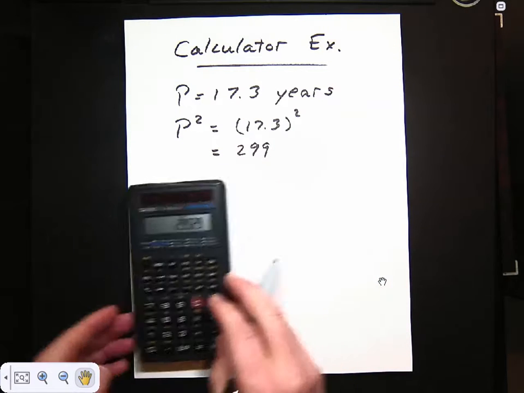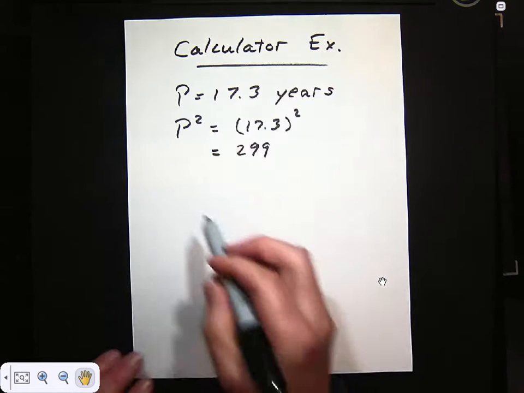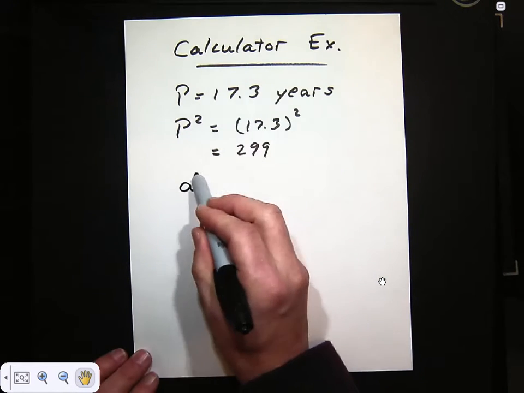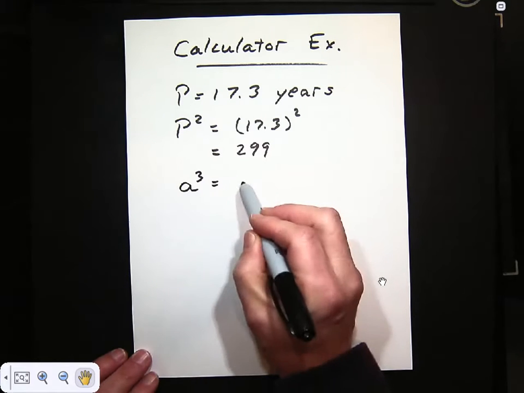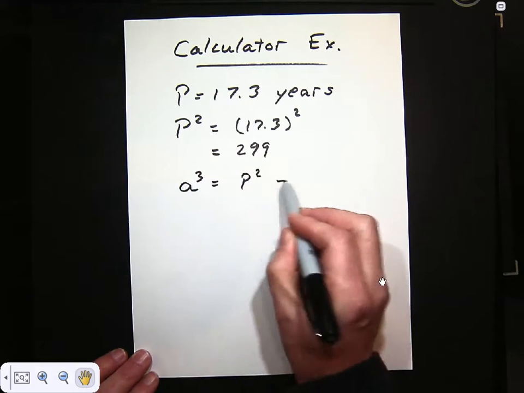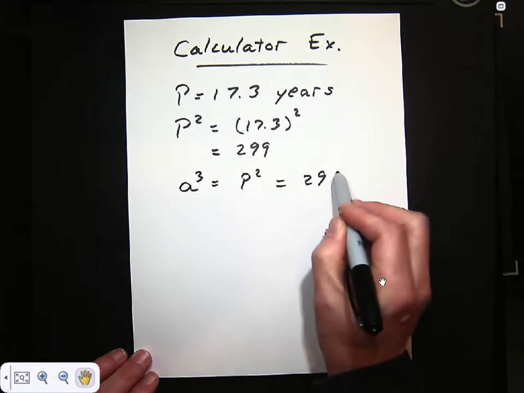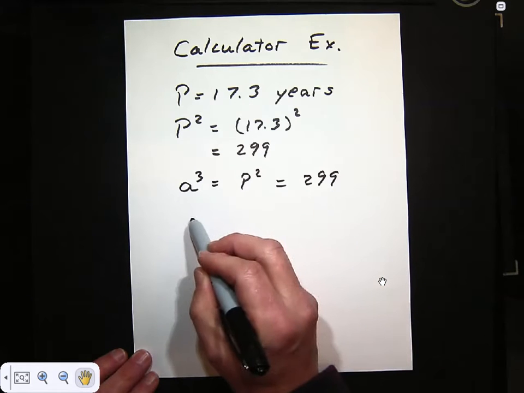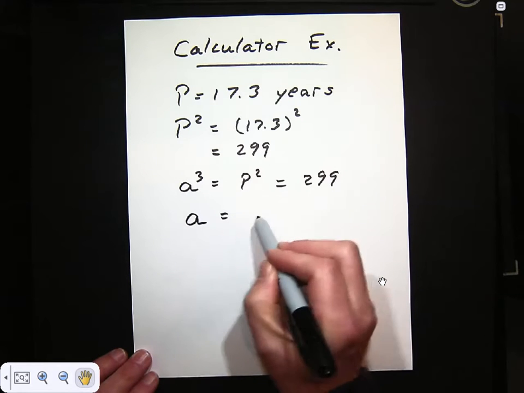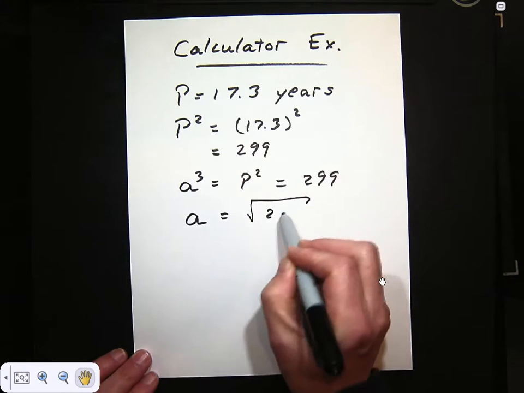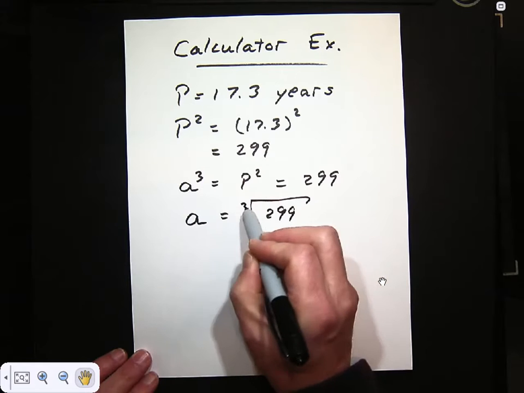So that's p squared. Now a cubed is equal to p squared. So a cubed is 299. We're going to have to take the cube root. So a is equal to the cube root of 299.